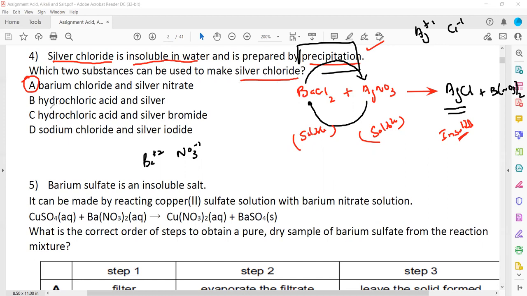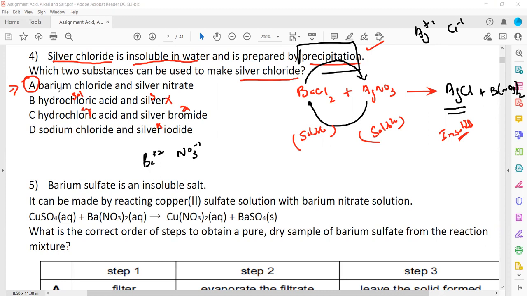Why B cannot be? Because hydrochloric acid is aqueous, means solution, but silver is a metal, so it will be solid. So that's why B cannot be. When we check the next option, hydrochloric acid is aqueous, a solution, but silver bromide and silver iodide are all insoluble salts, they do not dissolve, so they cannot be used. Same thing with sodium chloride plus silver iodide: silver iodide, silver bromide, silver chloride are all insoluble salts, so we cannot use this technique. That's why A is the right answer.